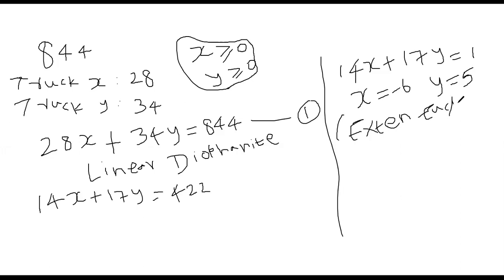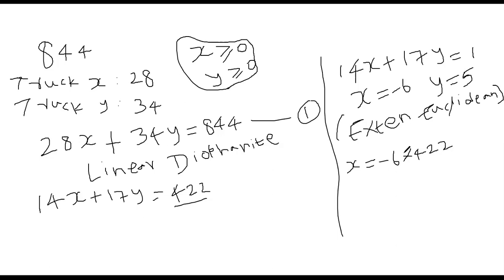Once you find this x and y, we can now go back to the original problem and think about the right hand side. The right hand side we have is not 1, we have to solve for 422, right? So what it means is that we can say our x must be, with respect to the original problem, minus 6 times 422. It makes sense because we're just multiplying both sides by 422, right?